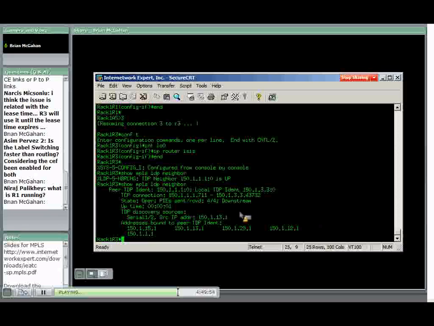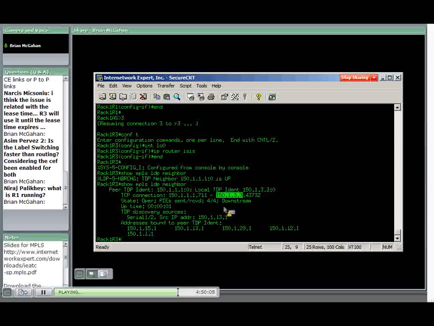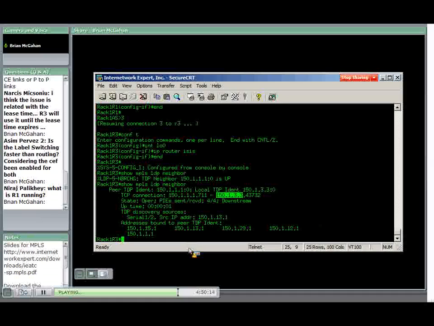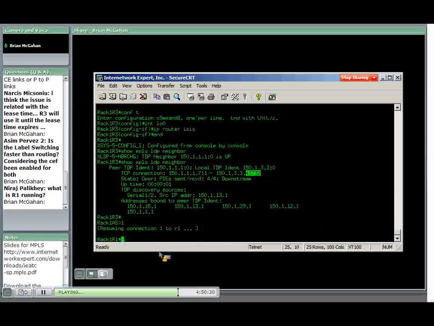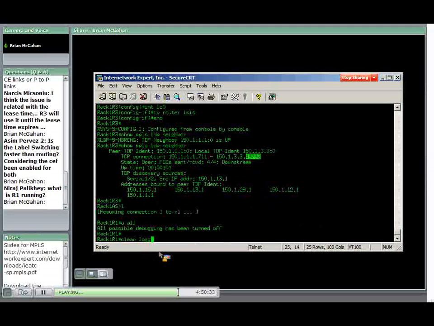Okay, so we can see we get the message now. We have a TDP neighbor which is up. Now if we look at the show MPLS LDP neighbor output, we're going to see two different things here. We have the peer's identification and the TCP connection. Technically, the router ID and the transport address are two separate things. They are the same by default, but you can manually change them to be different with the LDP discovery transport address on the interface. So the router ID is always going to be based on the highest loopback address, unless you manually change it. And the transport address is going to be the same as whatever the router ID is.